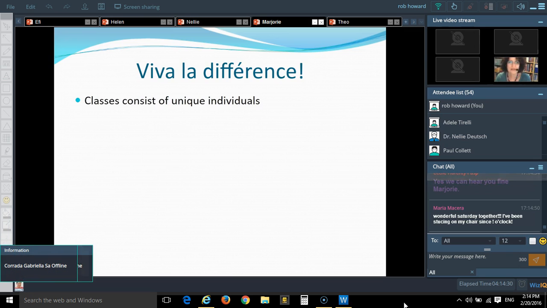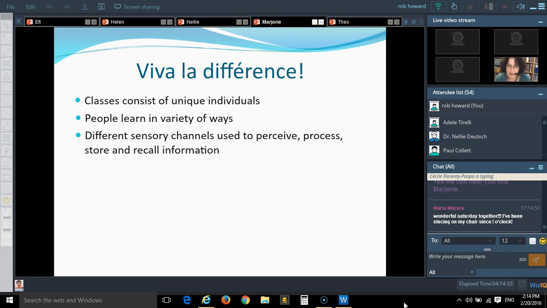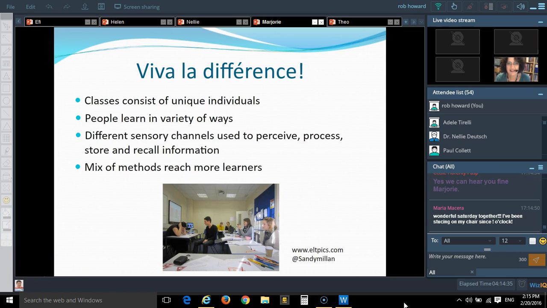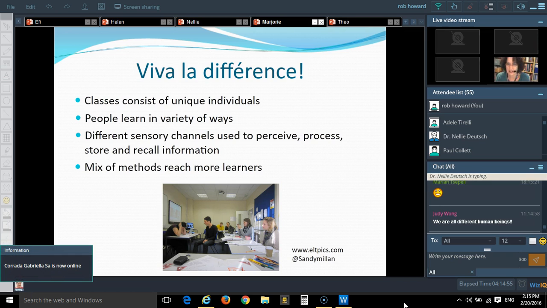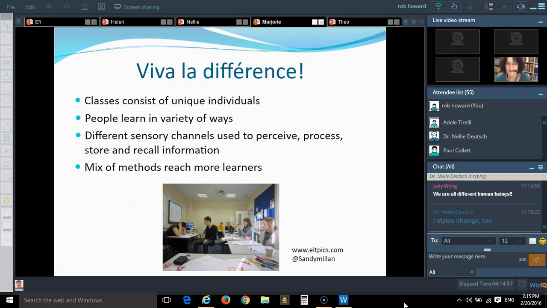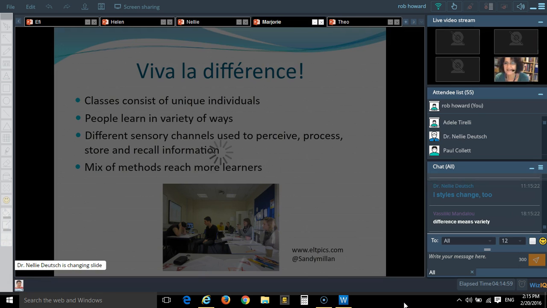Okay, so basically, we have to embrace the difference. Our classes have unique people. Everyone learns differently. And we use different sensory channels, but we also use different cognitive channels. Even if someone is a visual learner, it doesn't mean that they're exactly like another visual learner, because they may process it differently, as you're going to see. So basically, it's mixing methods, and then you have a chance of reaching everyone. Okay, we can go to the next slide.